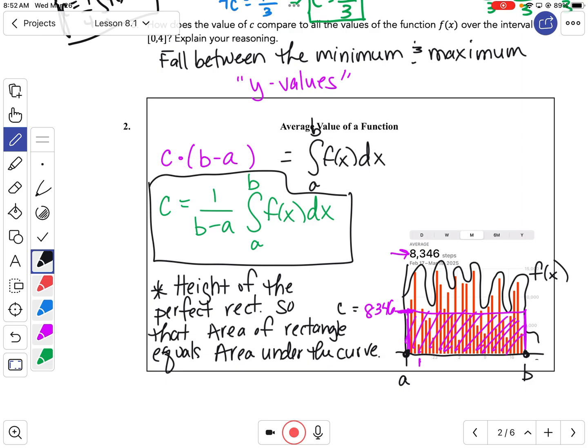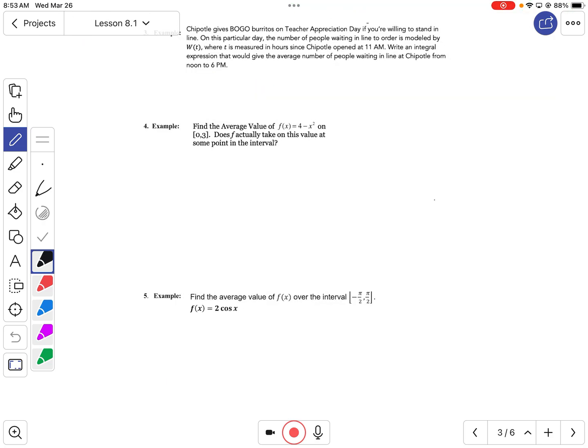Now, good news. This is the only thing we're going to use today. We're going to use it in lots of different ways, but it's the only thing we're going to use today. All right, here we go. So let's look at this one.